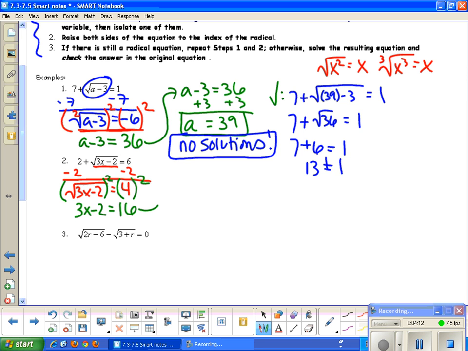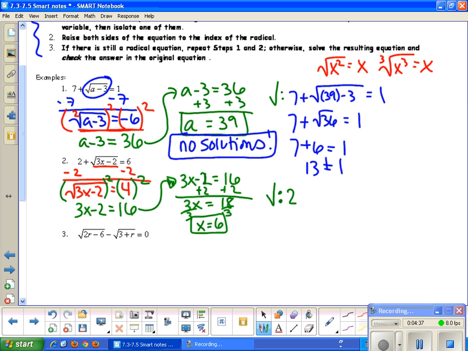So now I'm solving this equation. Add the 2. Divide by 3. And you get x is equal to 6. I'm not done. I want to check my solution to make sure it's not extraneous. So if I go back over, I have 2 plus the square root of 3 times 6 minus 2. It has to be equal to 6.